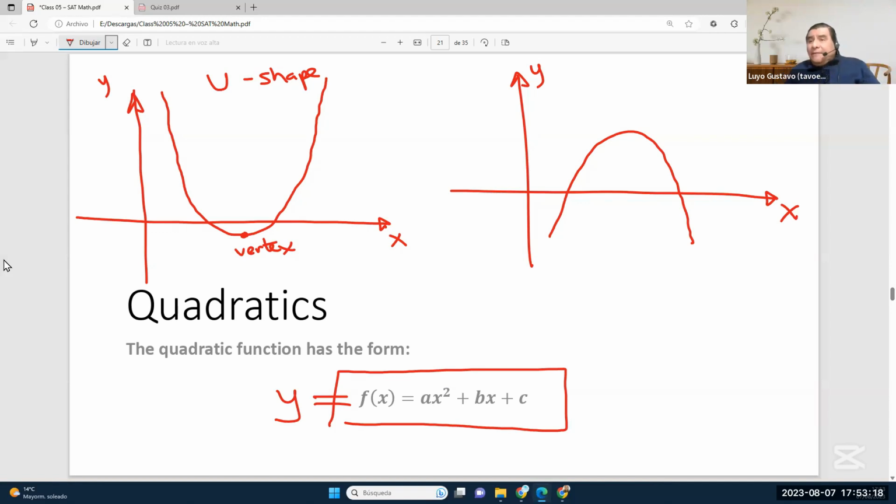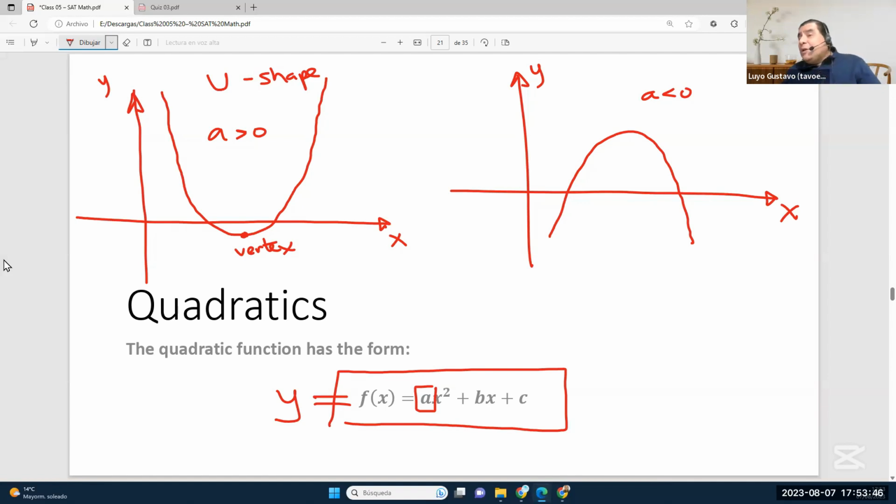So basically, the value of this constant with the sign indicates the orientation upwards or downwards. When A is positive, it must be a shape like this. When A is negative, it must be a shape like this. Now, there are other relationships, okay? Other relationships important to understand between A, B, and C, these constant values.